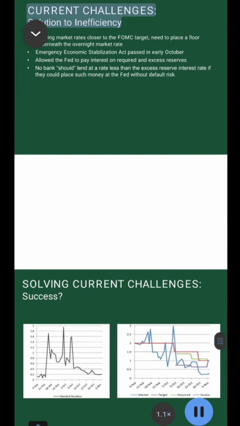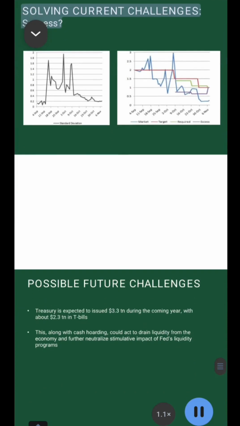Current challenges: solution to inefficiency. To bring market rates closer to the FOMC target, we need to place a floor underneath the overnight market rate. The Emergency Economic Stabilization Act, passed in early October, allowed the Fed to pay interest on required and excess reserves. No bank should lend at a rate less than the excess reserve interest rate if they could place such money at the Fed without default risk.